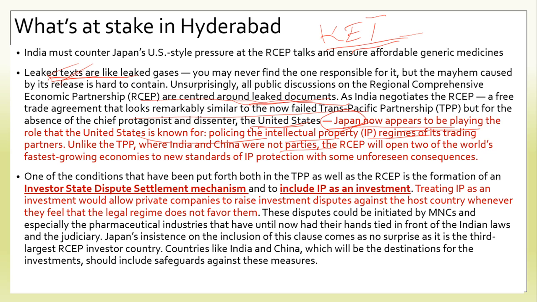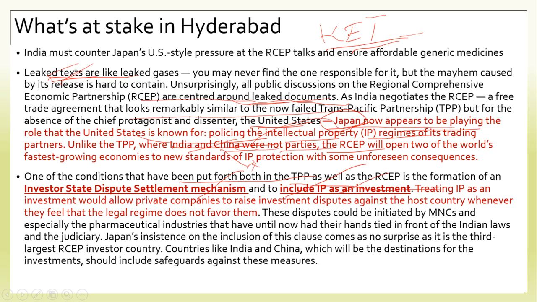So these factors create a favorable condition for Japan to go for these mechanisms. The article says that because USA has withdrawn, it is now a chance for Japan to look into RCEP with respect to intellectual property rights, because India and China are not members of TPP as we saw before, and Japan being a member of both, it will try to impose its intellectual property regime in RCEP. Fine. So one of the conditions which have been put forth in TPP and RCEP is the investor state dispute settlement mechanism, and this should include intellectual property as an investment.